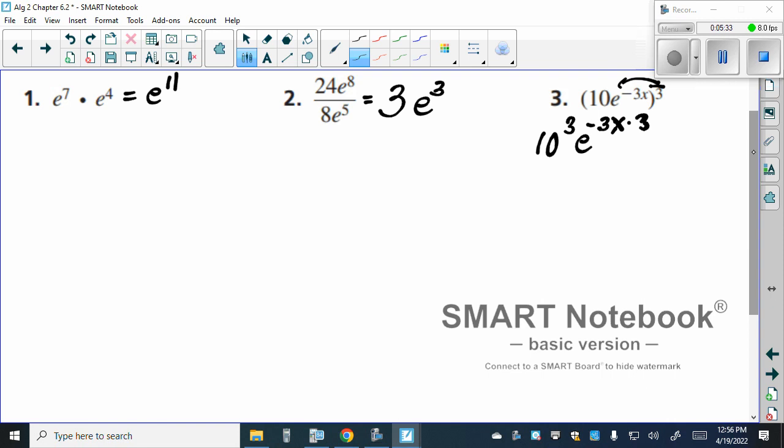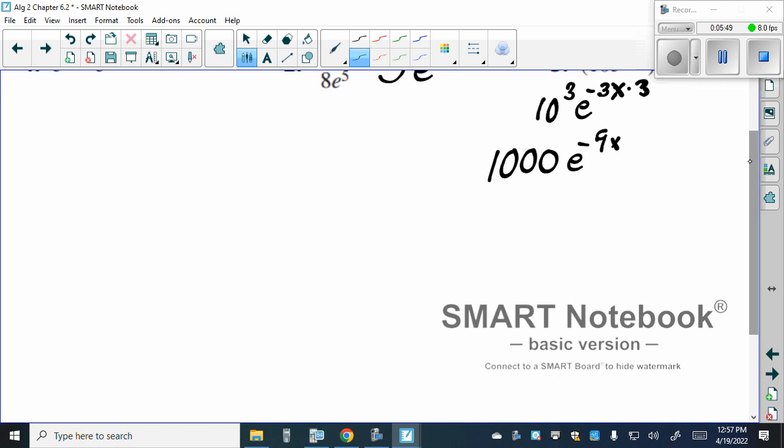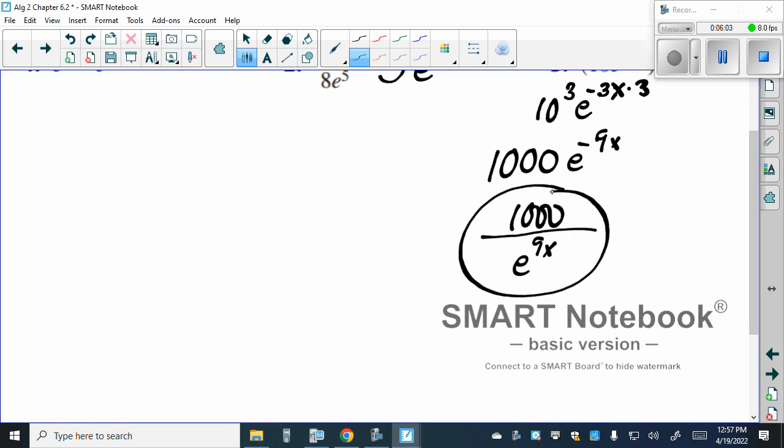Now, looking at this here, 10 to the third would be 1,000. And again, powers of powers multiply, so negative 3x times 3 would be negative 9x. And again, we can't leave a variable with a negative exponent or anything with a negative exponent, so we have to move it from the numerator to the denominator. Any questions on any of these here?